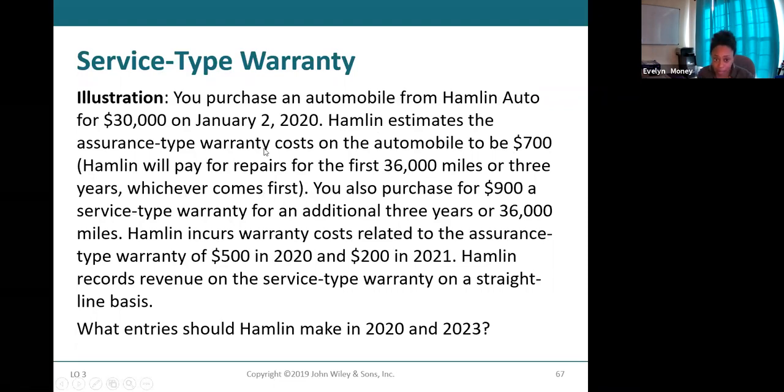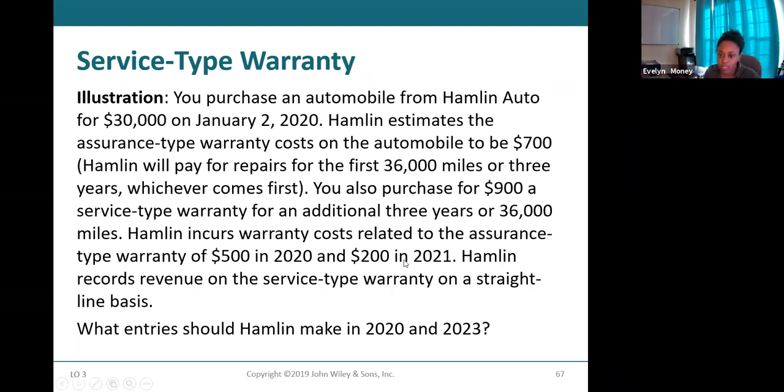In addition to this implied warranty and the $30,000 that we paid for the car, we also buy an extended warranty or a service type warranty for an additional 3 years. We pay that extra $900, and that service type warranty does not start until the assurance type warranty goes away, until it expires. So for another 3 years. This is why we initially record that service type warranty as an unearned revenue. Over time, we'll earn it.